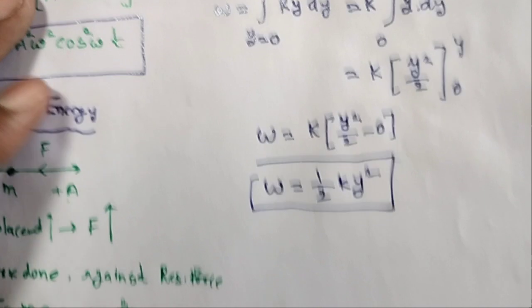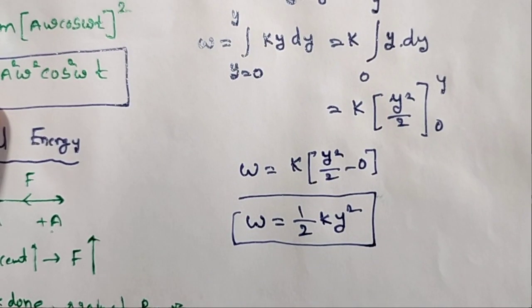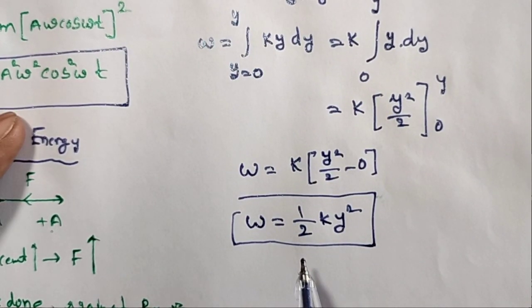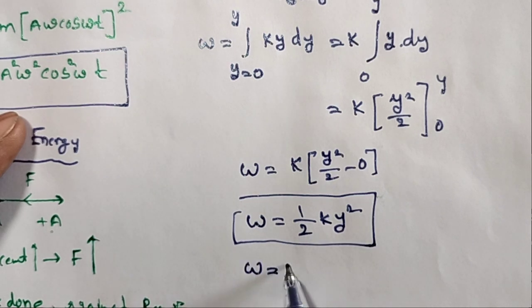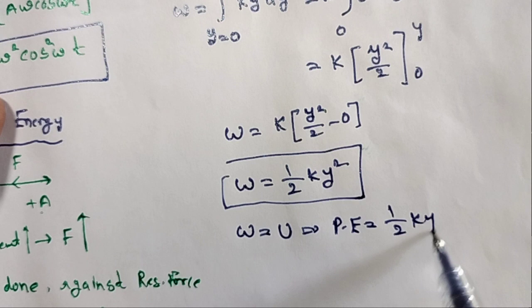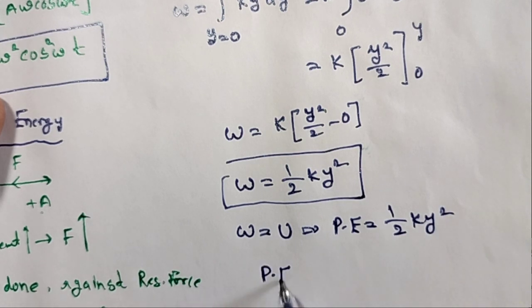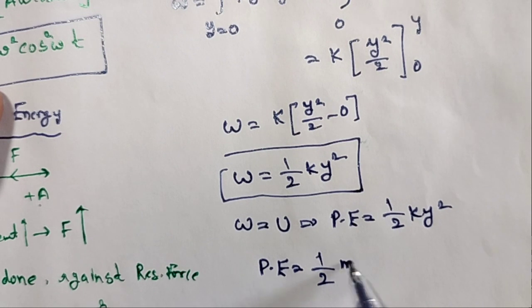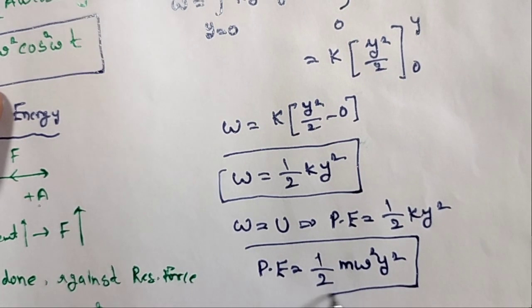This total work done is a form of potential energy, so W is equal to U, where U is the potential energy symbol. So the potential energy is equal to 1 by 2 k y square, or the potential energy is equal to 1 by 2 m omega square y square, since k is m omega square. This is the general equation.